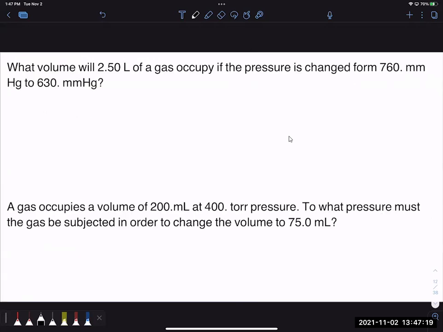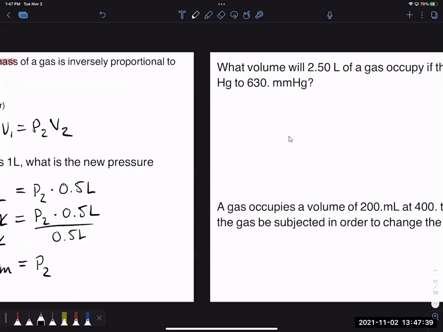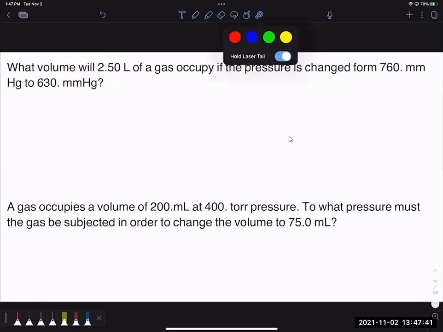Okay, so what volume will 2.5 liters of gas occupy if the pressure is changed from 760 millimeters of mercury to 630 millimeters of mercury? And again, the strategy for all of these gas law problems is just start writing down what you're given in the question. You can do this just as you're reading it. So we're given 2.5 liters, which is the volume. So V1 is going to be 2.50 liters.